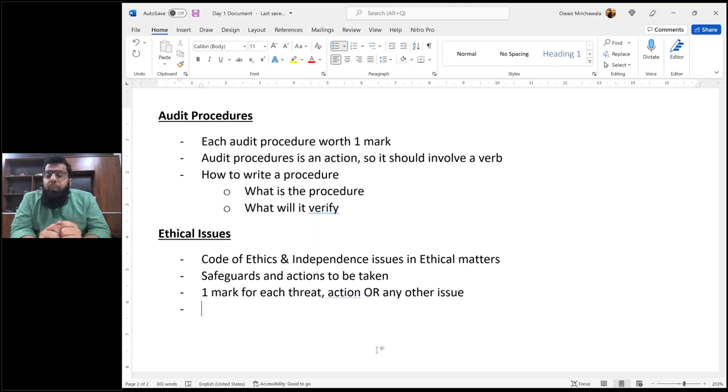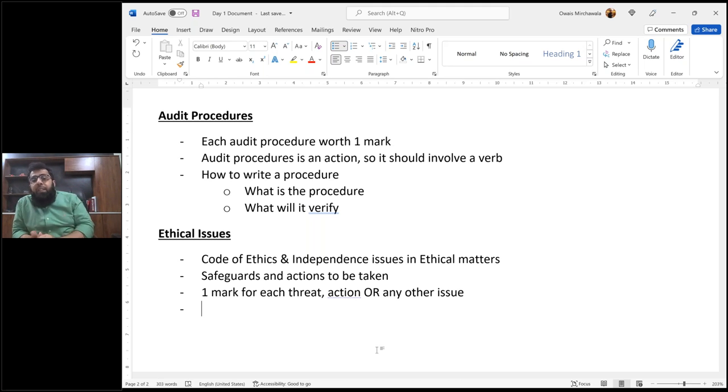Now, in the AAA exam, the examiner expects students to evaluate the issues. If I compare ethical matters in AA and in AAA, AA is F8, Audit and Assurance, and AAA is Advanced Audit and Assurance, P7. What I see as a difference in the examiner's answering approach is that in the AAA exam, please listen to me, the examiner wants the student to evaluate the issue. Now, what do you mean by evaluating the issue?